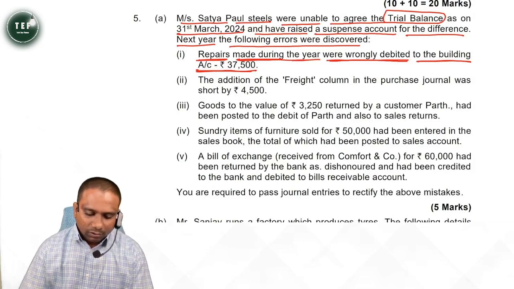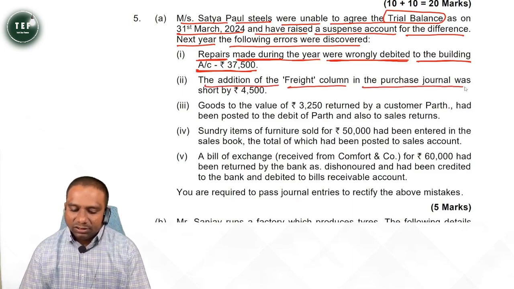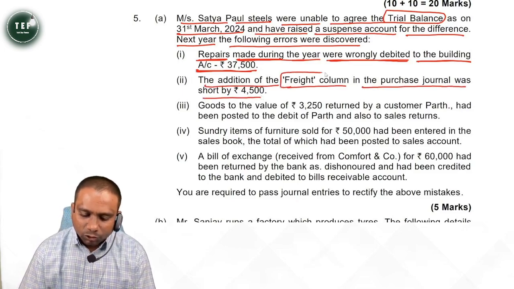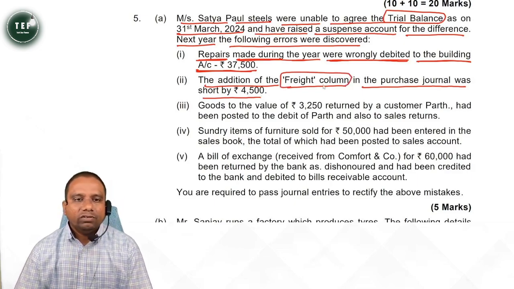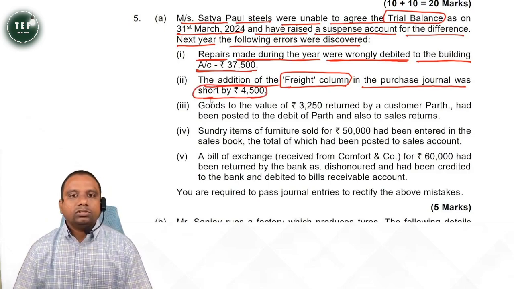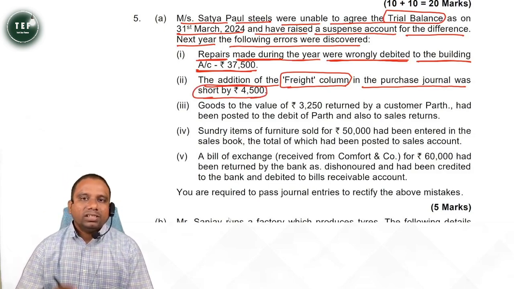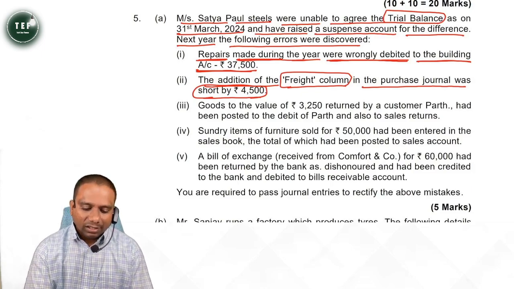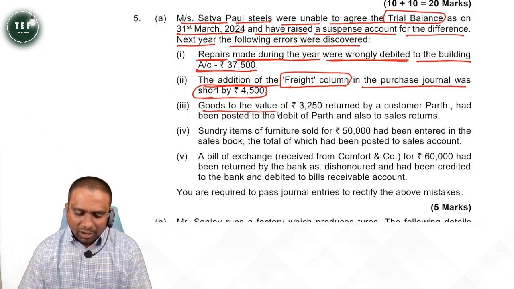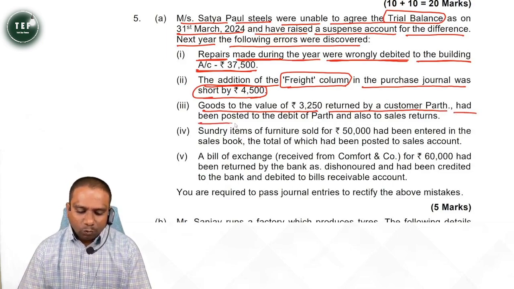Next one. The addition of the freight column in the purchase journal was short by 4,500. Freight column shows debit balance. Normally, what is the entry we record? Freight account debit. It is short by 4,500. Freight account debit to suspense account. But in the place of freight account, we use P&L adjustment account. Clear, students?